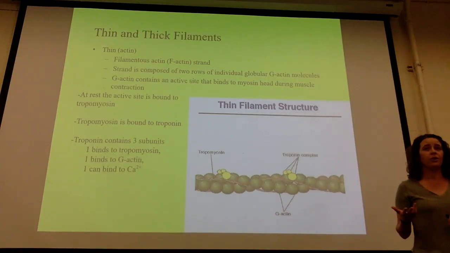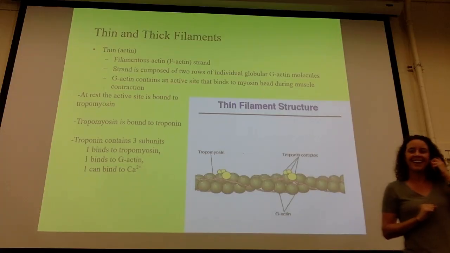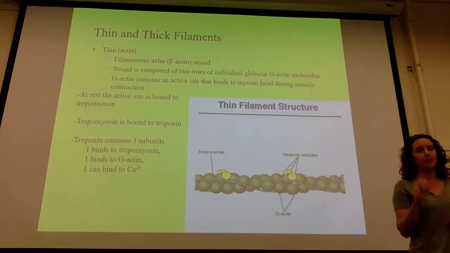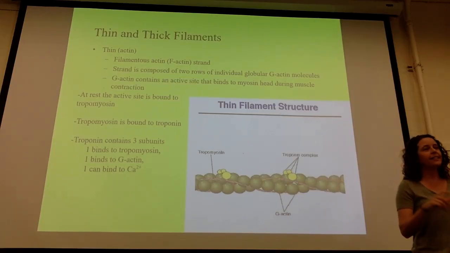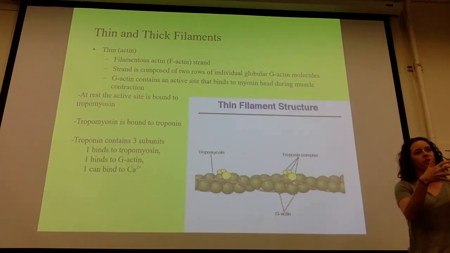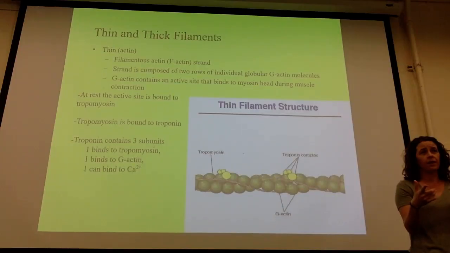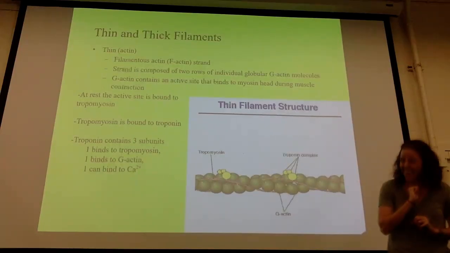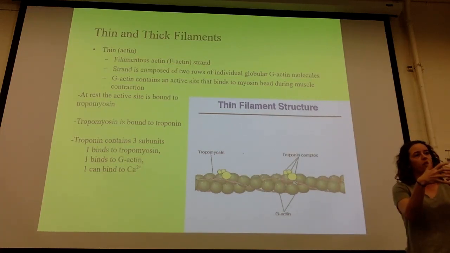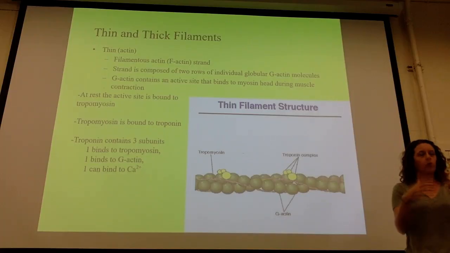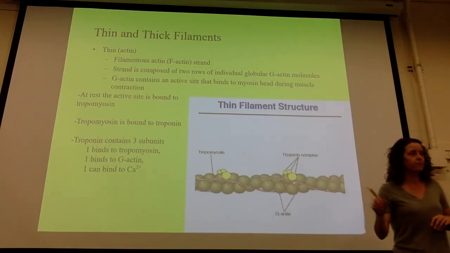Does anyone remember what they're called? Awesome. Actin and myosin. Okay, very good. Actin is the thin filament. Myosin is the thick filament. Actin and myosin are arranged within a functional unit called, does anyone remember that one? Sarcomere. Nice. So actin and myosin are arranged in a functional unit called a sarcomere. We're going to look much more closely at the sarcomere today and closer at actin and myosin.